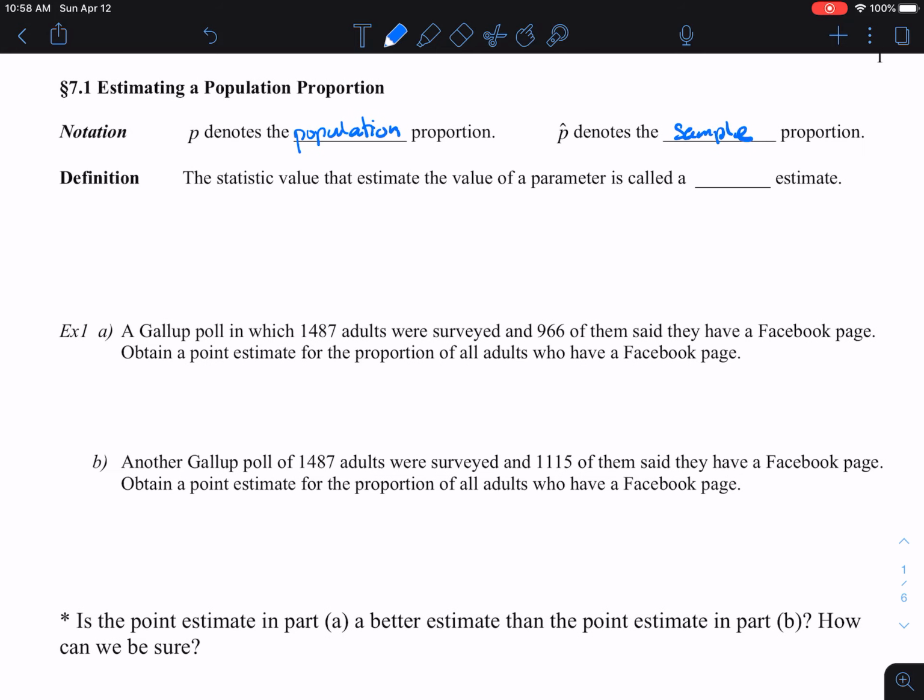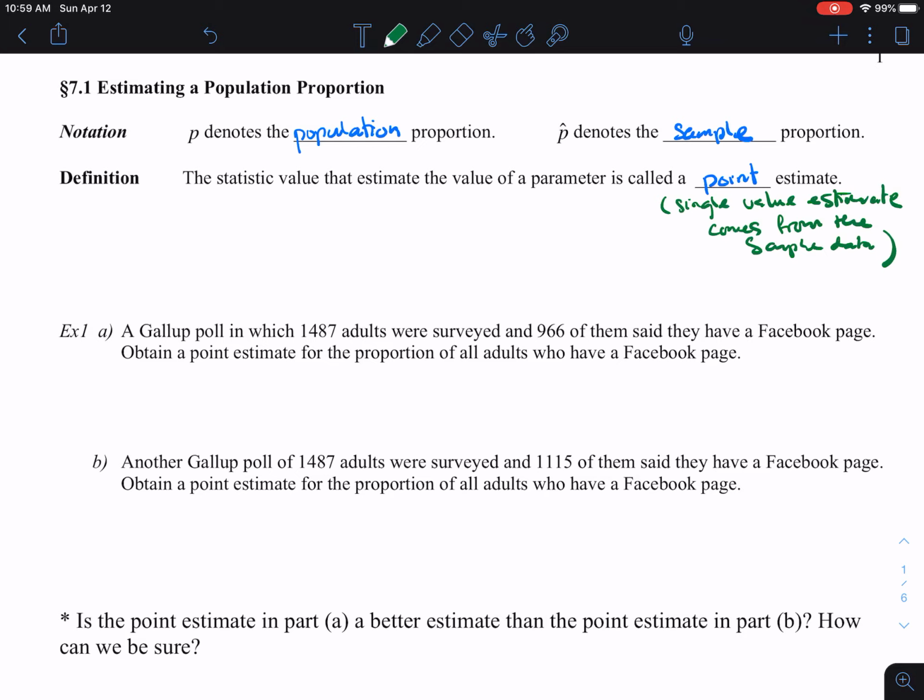To start out this lesson, we also have another definition. It says that the statistic value that estimates the value of a parameter is called a blank estimate. So this is called a point estimate. Anytime you're trying to estimate a population parameter, and you have sample data, and from that sample data you can use a single value to estimate, this is referred to as a single value estimate. And usually this comes from the sample data itself.